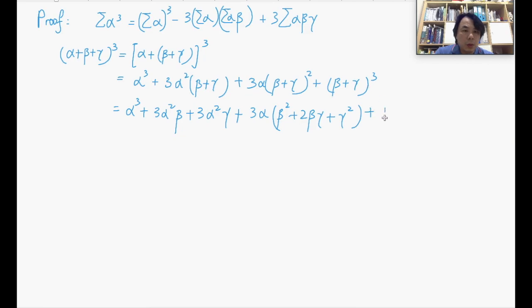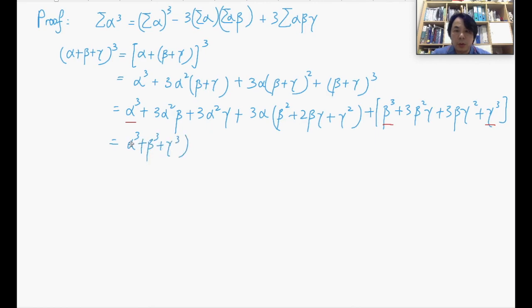And then the same goes here. We have beta 3, and then we have 3 beta square, we have 3 beta gamma square, and then finally we have gamma cubed. Right, now the same strategy would apply here. I'm going to group all the like terms with the same order. So in this case I will have alpha 3, beta 3, and gamma 3.